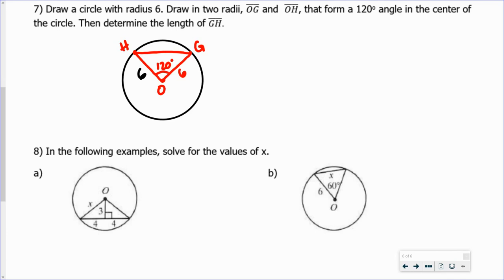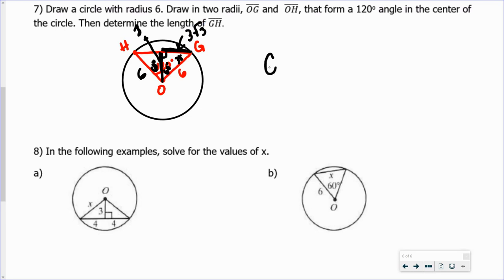Now to try and find GH, I'm going to drop in a perpendicular here. And that's going to form a 60-degree angle up here and another 60-degree angle up here. So what I've actually formed are two 30, 60, 90 triangles. And the altitude that I dropped in is the short leg of a 30, 60, 90 triangle. So that altitude has to equal 3. And then this other part of GH is going to be the long leg of a 30, 60, 90. So that's going to be 3 root 3.